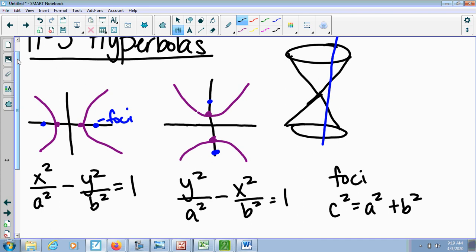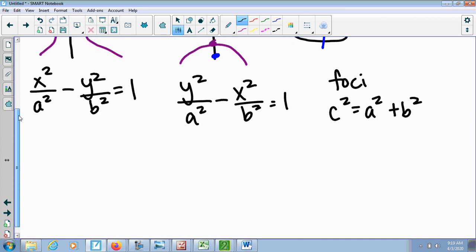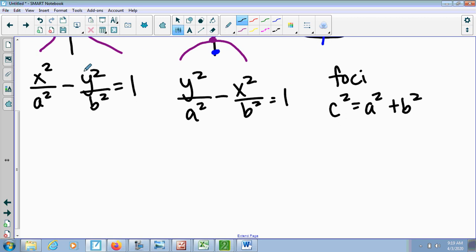So now we'll do two examples, one vertical and one horizontal with a transformation, and that should be it for today.